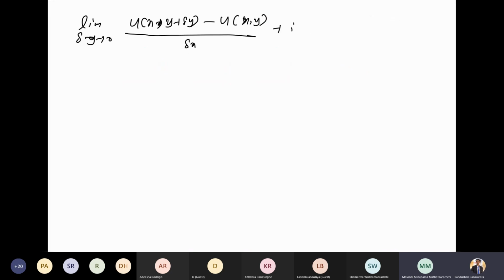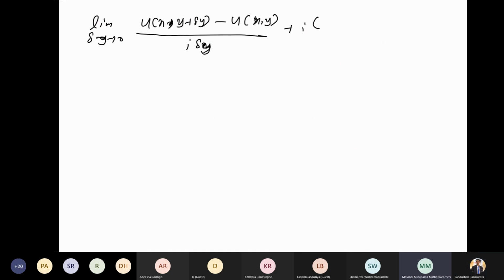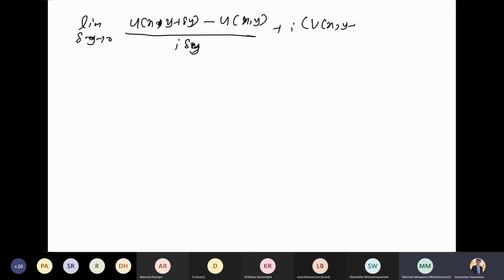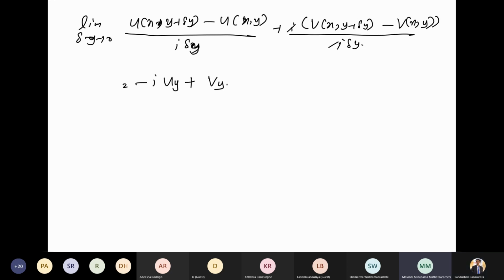So then you can write i times delta y, because your delta z is equivalent to i delta y, plus i times v(x, y + delta y) minus v(x, y), divided by i delta y. Okay. So you let delta y go to 0, and you simply evaluate this limit. 1 over i means minus i. This is u_y, and the i cancels out, so it is v_y. Now you have two limits. Previously you had u_x plus i v_x.